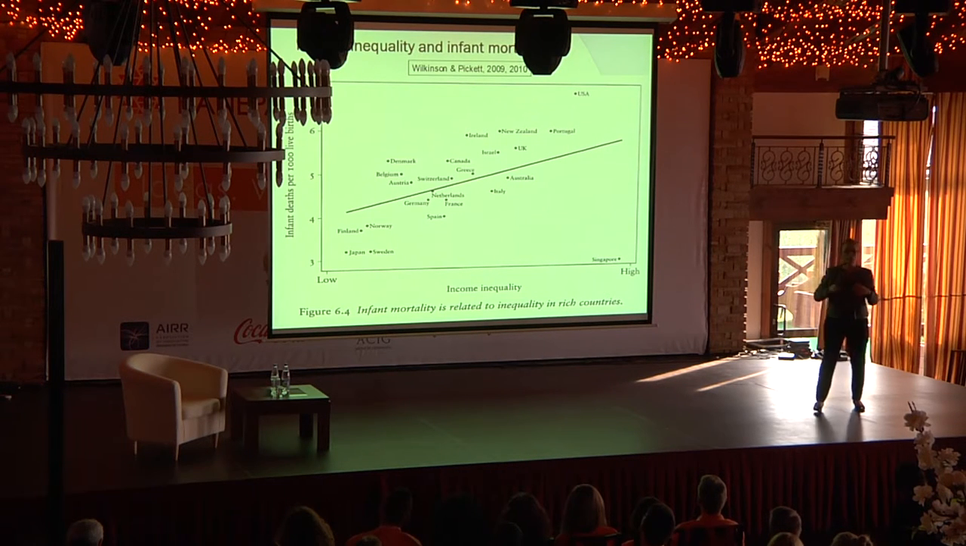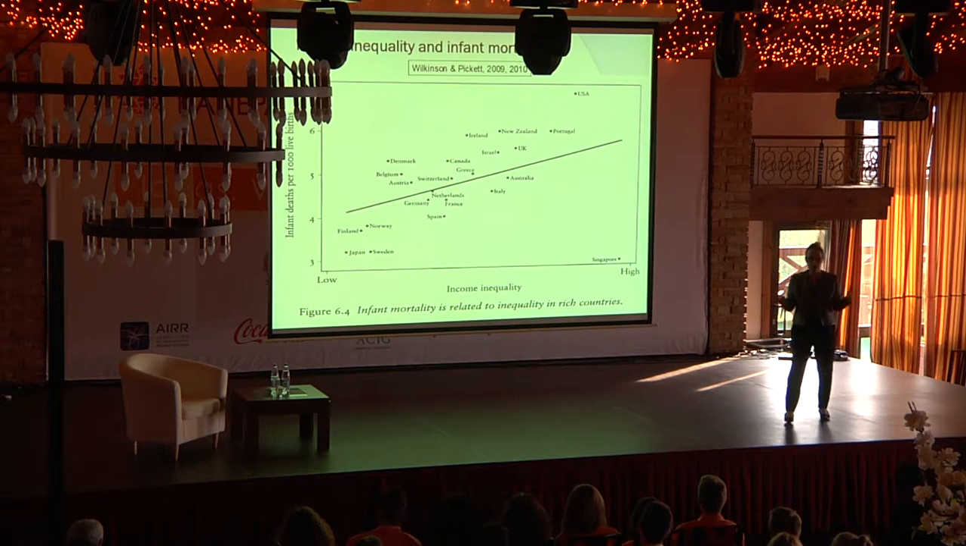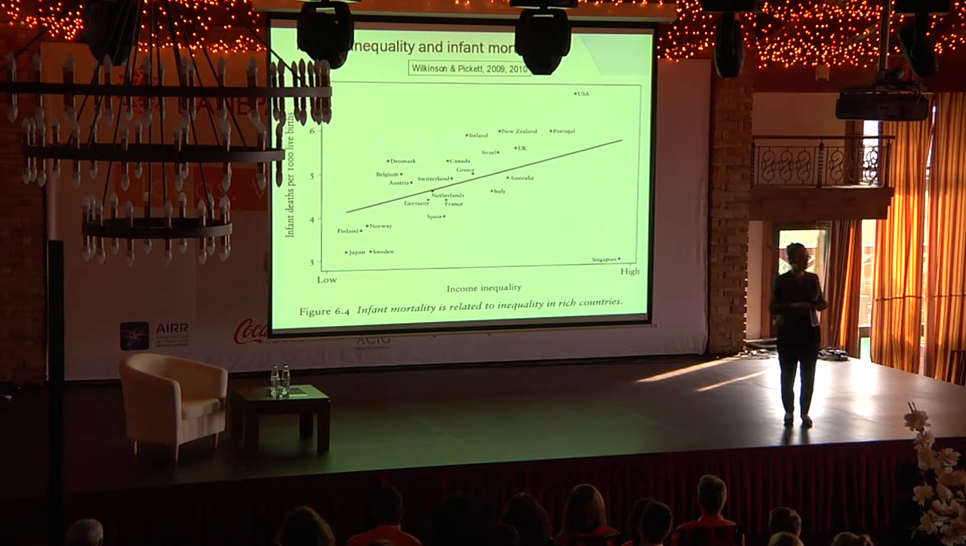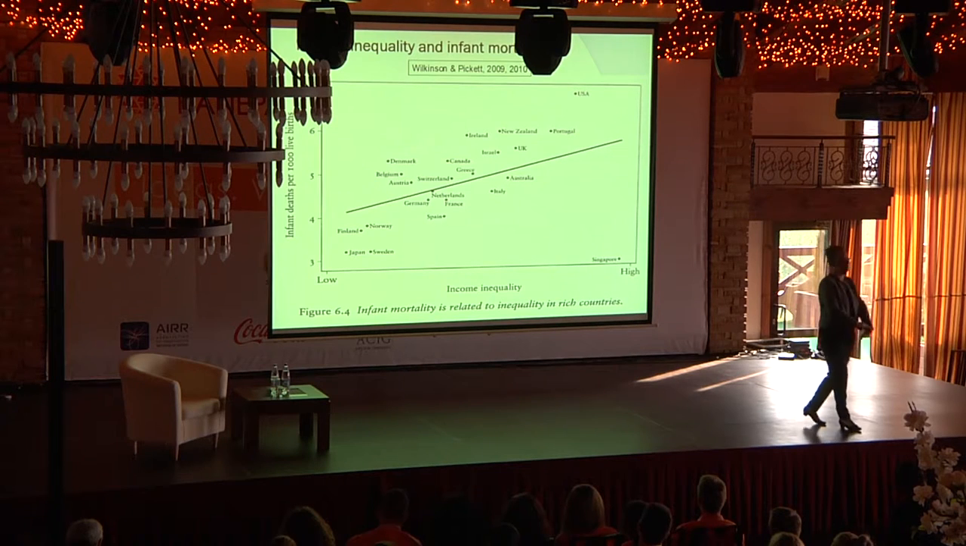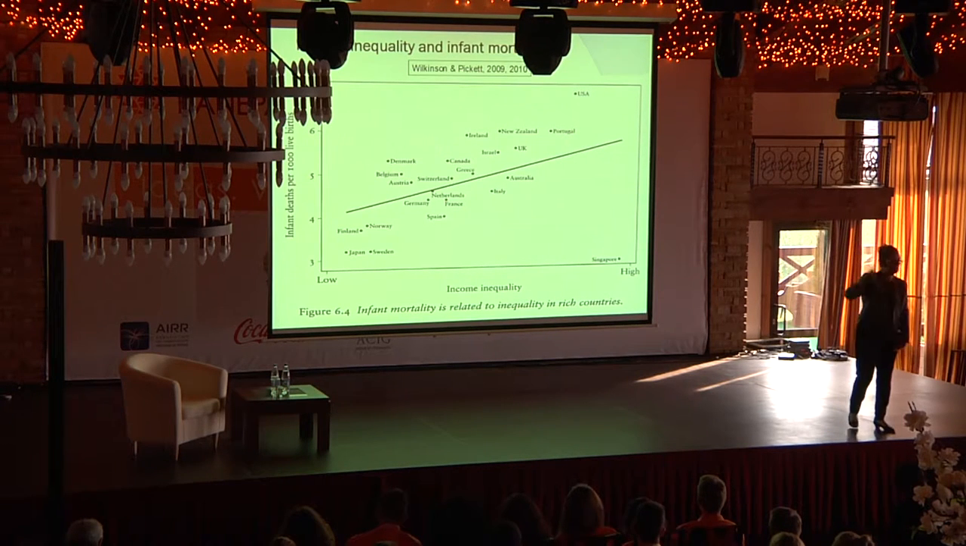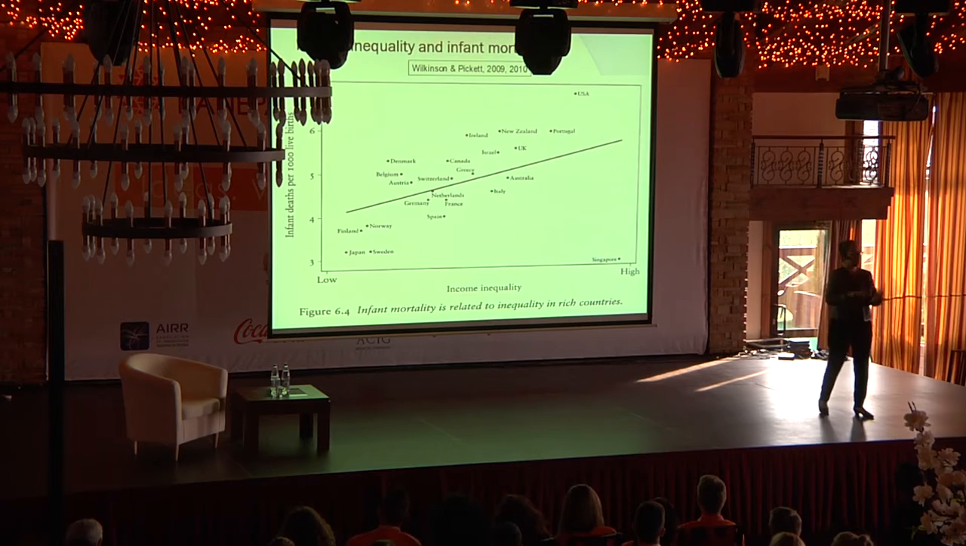Because if they have higher income inequality, a very big gap between the lowest income and the highest income, then the health of the population will be poorer. Okay?